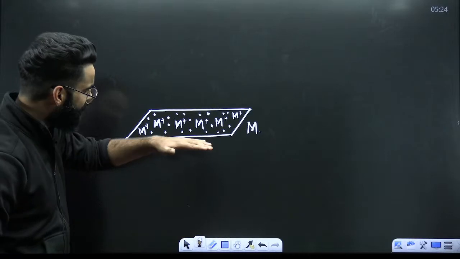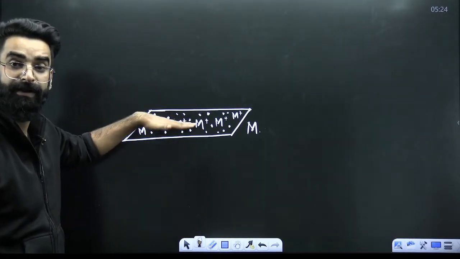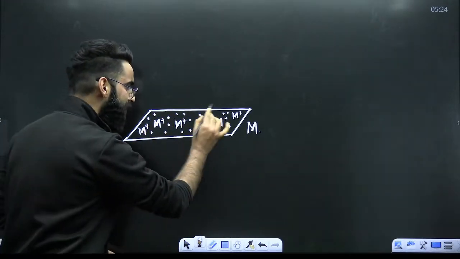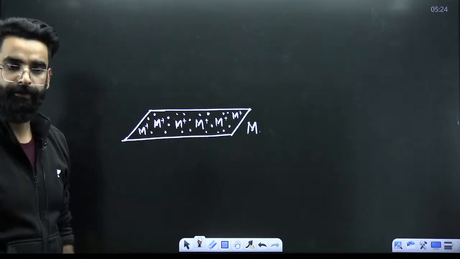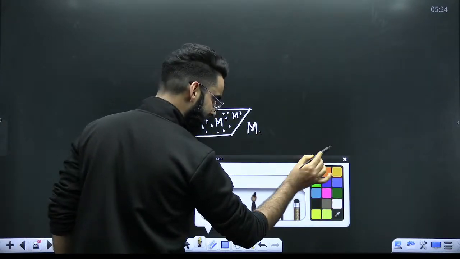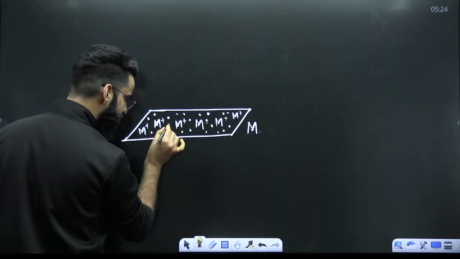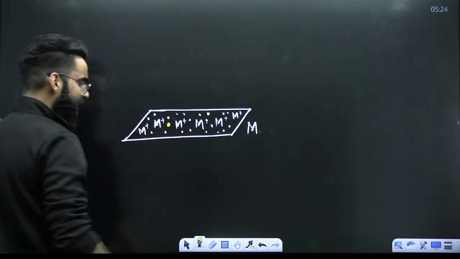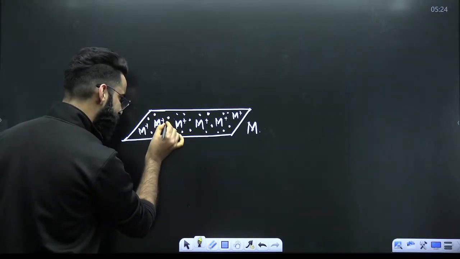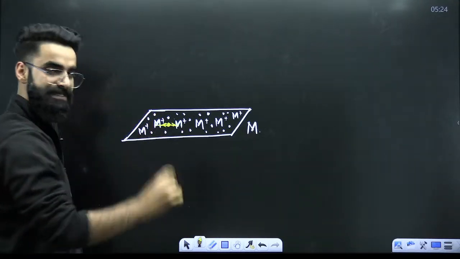This is the surface of the metal plate which I'm showing. Inside the metal plate, you see these metal ions and a large number of electrons. Now, if I focus on one particular electron, since the electron carries a negative charge, this M positive will be attracting the electron towards itself. Even this particular M positive will be attracting this electron towards itself.